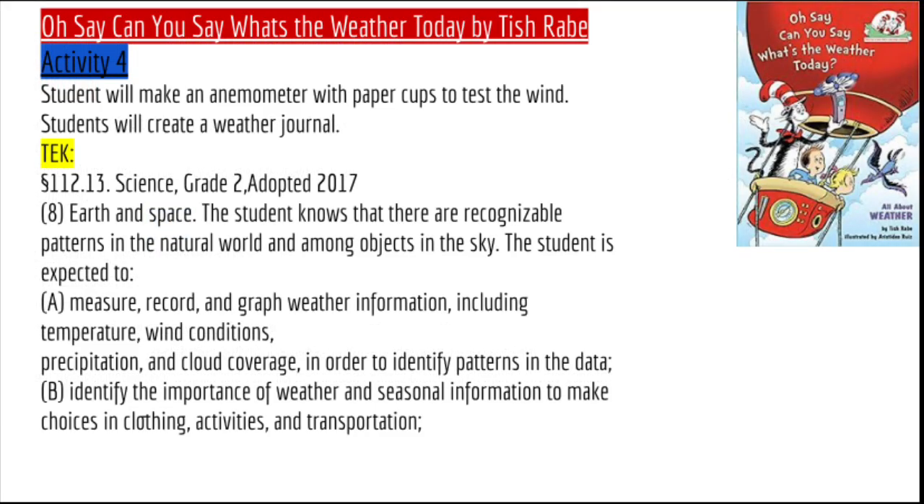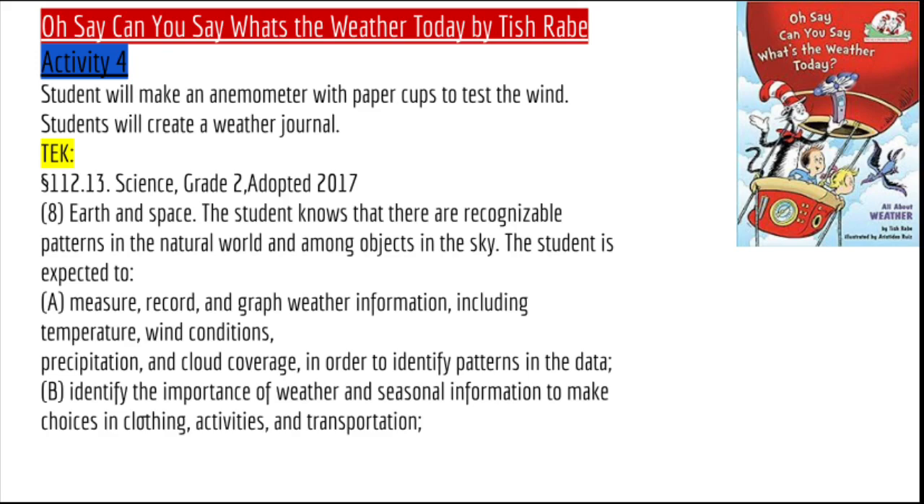For activity 4, the book I chose was Can You Say What's the Weather Today by Tish Rabe. This is like a Cat in the Hat book, so I chose this one because I know it would be kind of fun for the students. Students will be asked to make an anemometer with paper cups to test the speed of the wind, and then they'll record that in the weather journal that they're going to create.